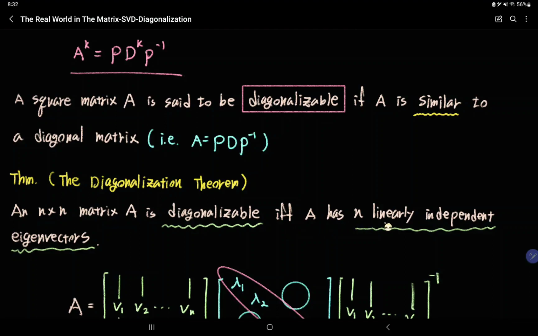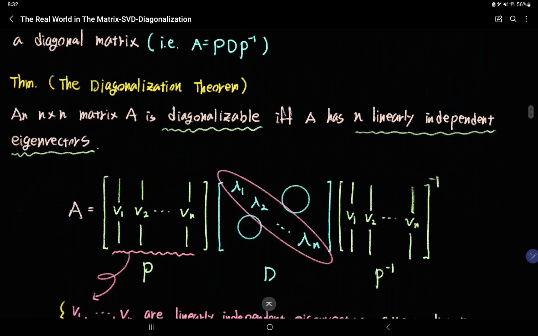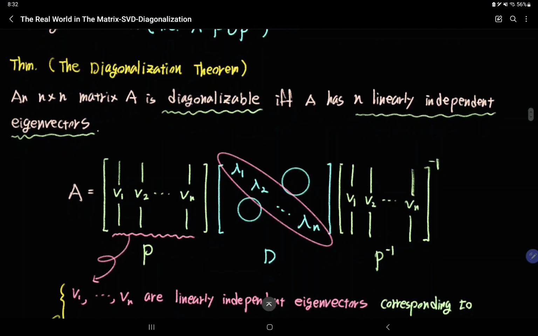A has n linearly independent eigenvectors. A has not just n eigenvectors, but these n eigenvectors are linearly independent. Okay, so what does that mean? A is diagonalizable means that A can be factorized as P D P inverse.